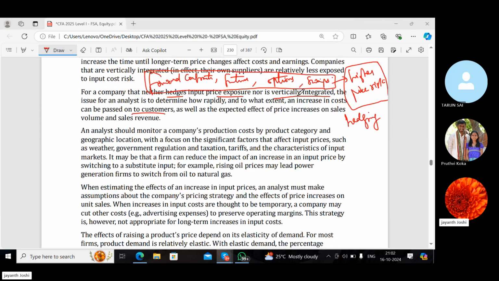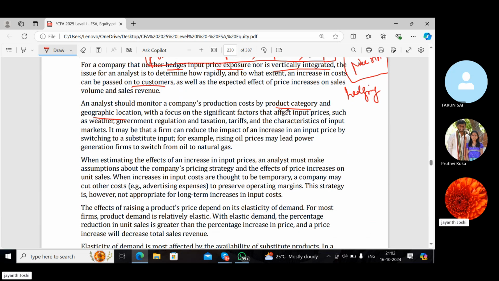An analyst should monitor a company's production cost by product category and geographic location with a focus on significant factors that affect input prices. See, there are many things which can have an impact on the input prices, right? So where a company is buying the raw material from, and what kind of geographical location is that, and at what price they are getting the raw material.